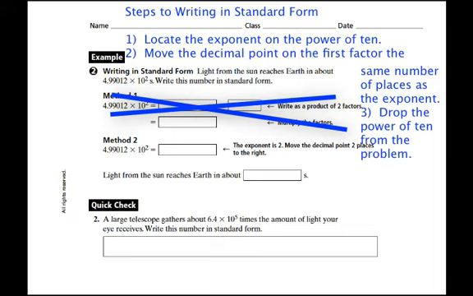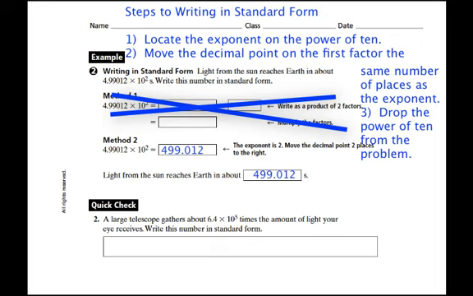So looking at this example, we have an exponent of 2 on our power of 10. So that means we're going to be moving our decimal point 2 places to the right. So we end up with 499.012. We drop off the times 10 to the second power. So that's our answer. So our final answer is 499.012. Light from the sun reaches Earth in about 499.12 thousandths seconds.